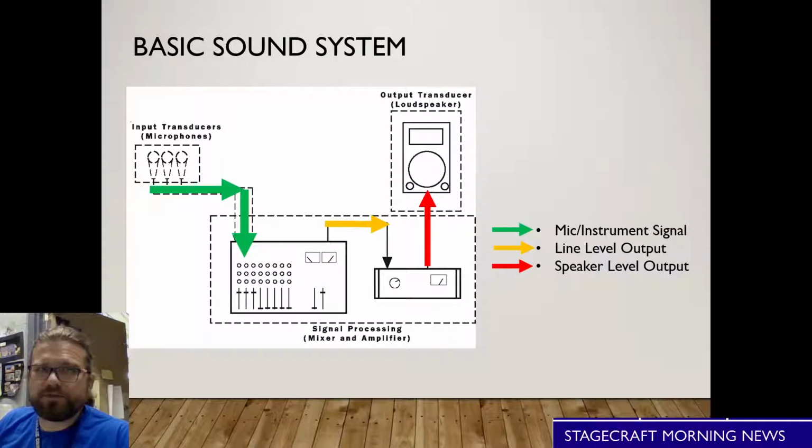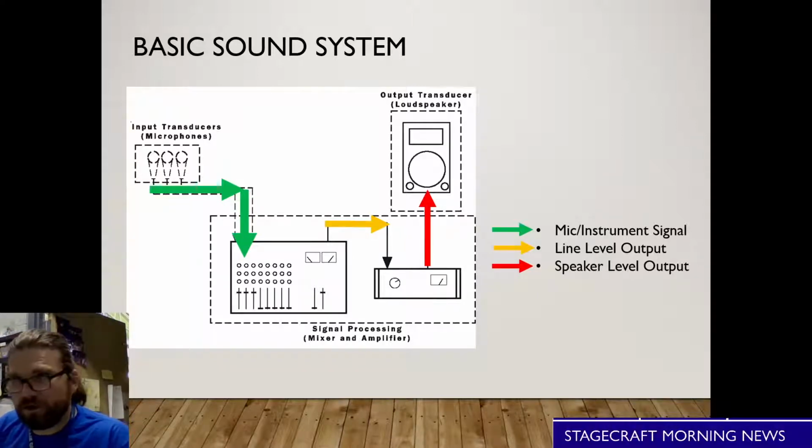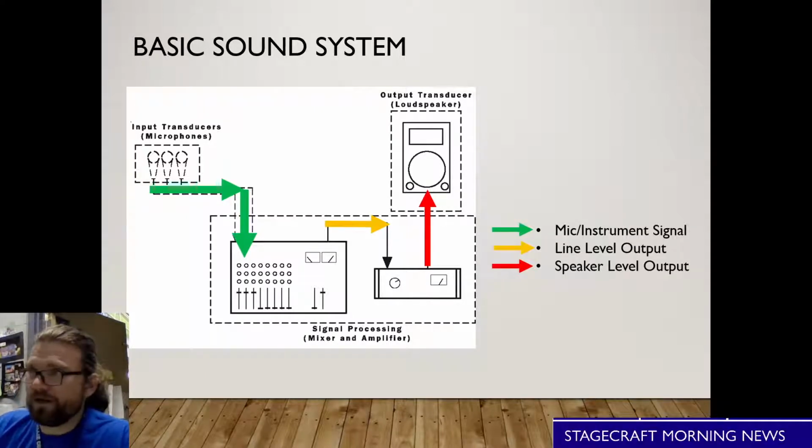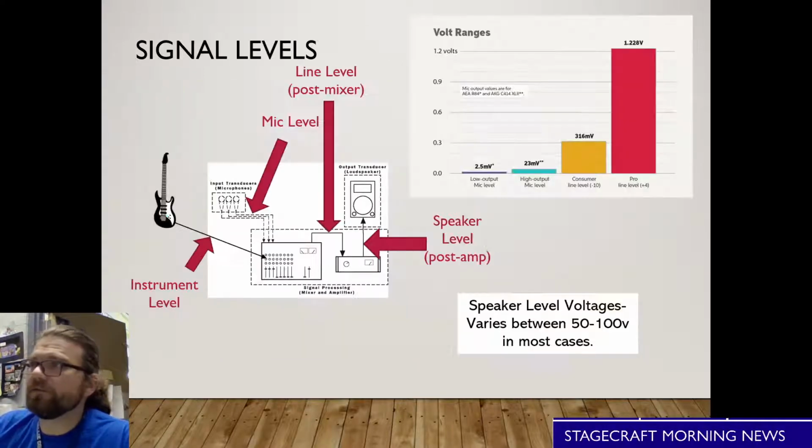But notice that it says input transducers and output transducers. A transducer is any device that will convert either mechanical energy into electrical energy or vice versa, the electrical energy back into the mechanical. So you've got microphones, which are input transducers, taking that mechanical audio, turning it into electricity, and then your loudspeaker does the opposite. And in fact, microphones will work as really bad speakers, and speakers can be used as really bad microphones.